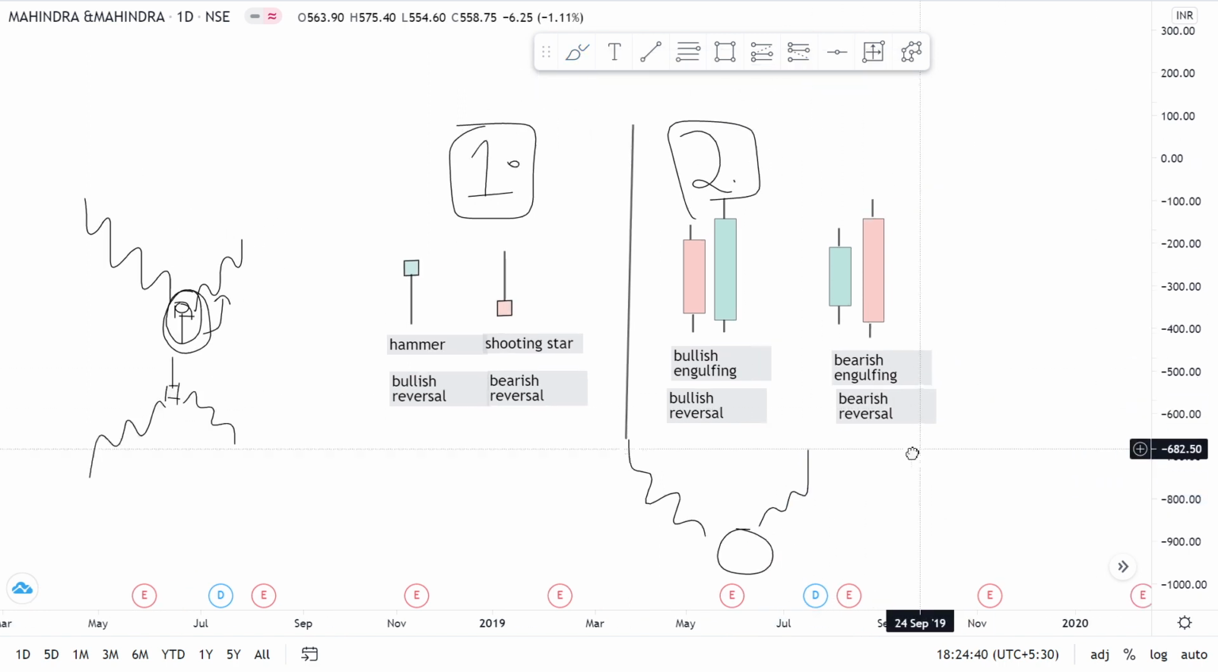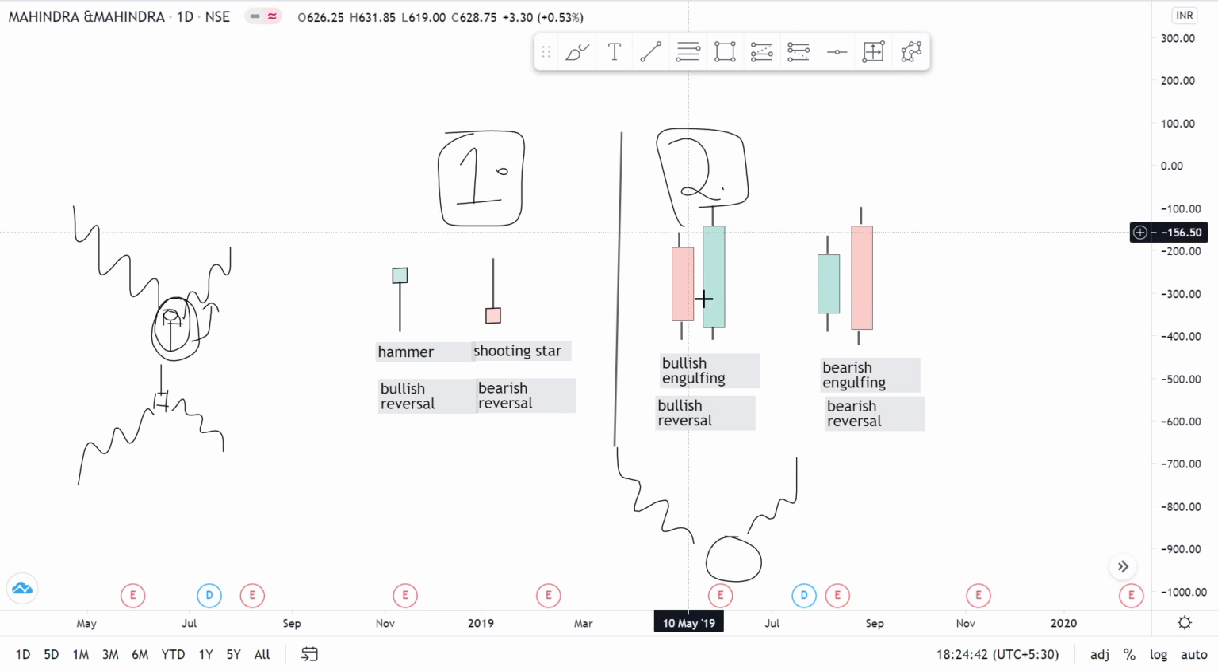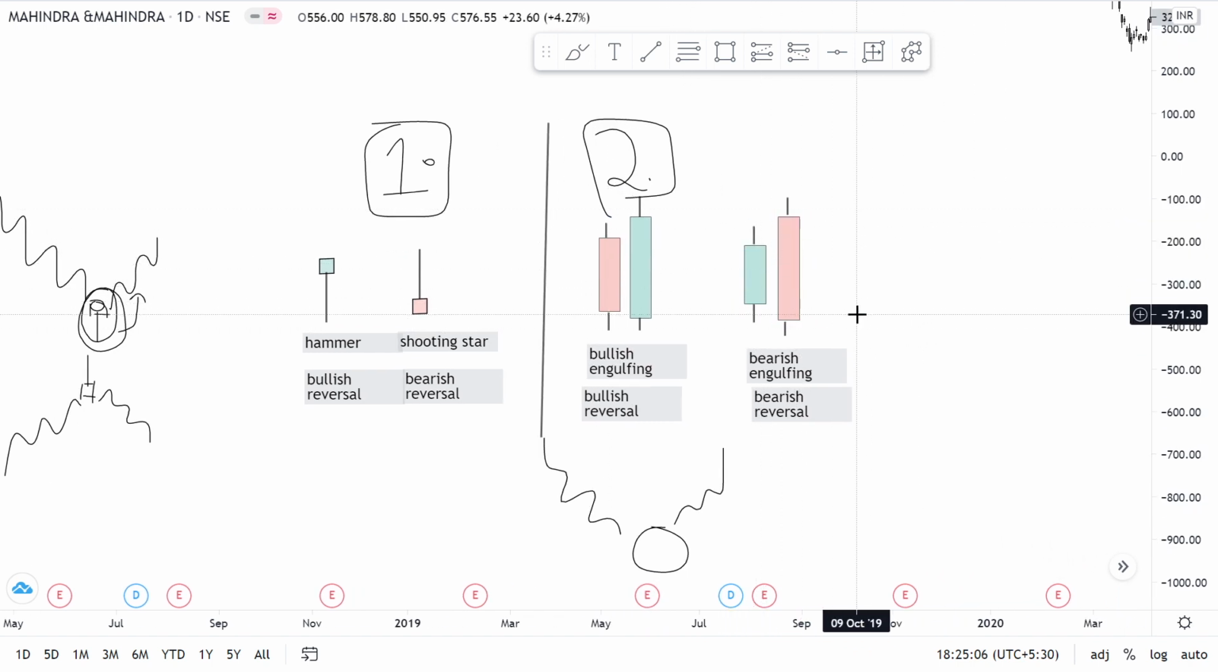Now the conditions for this to be met are, this big green candle over here completely covers the body and the wick of the left candle, smaller red candle. So the high of the green candle and the low of the green candle cover the high of the red candle and the low of the red candle. So this body also covers this body entirely, and similarly for this.